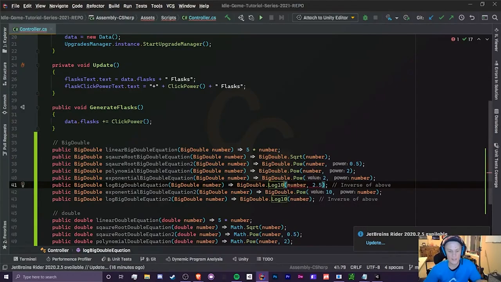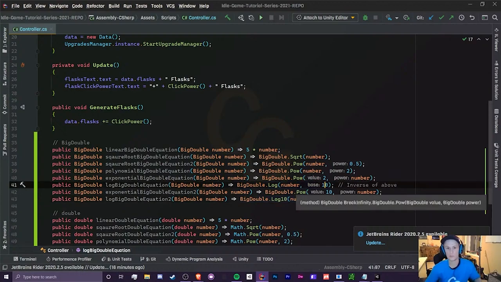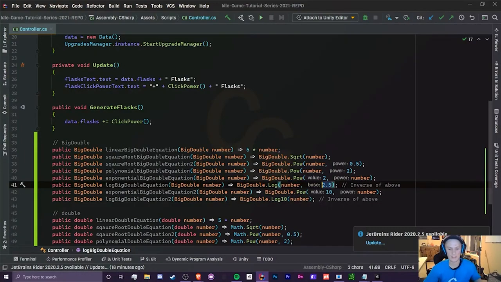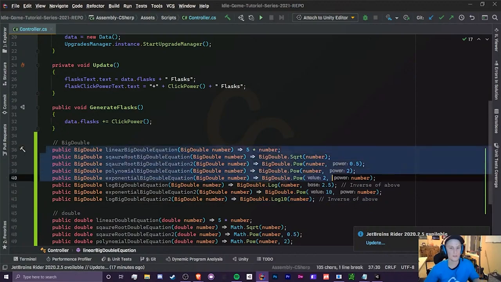Log 10 is basically log, and then the base is 10, okay? So this right here is the exact same thing as this right here. So you can do however you want. I'm sure it'll perform the exact same thing. It's just, this is much shorter. So this is the exponential big double equation. Again, this is just the same thing as this. This is the inverse of this equation. And yeah, so this is all the big double equations.